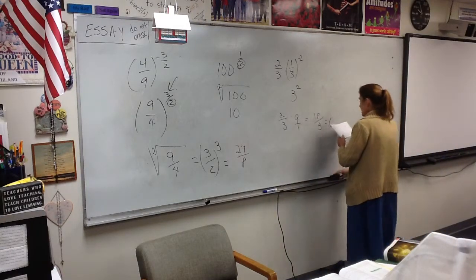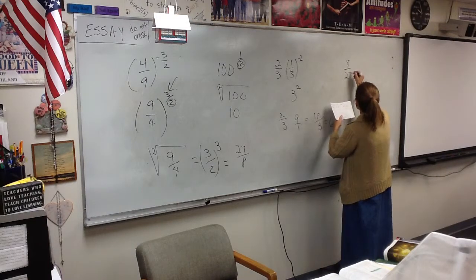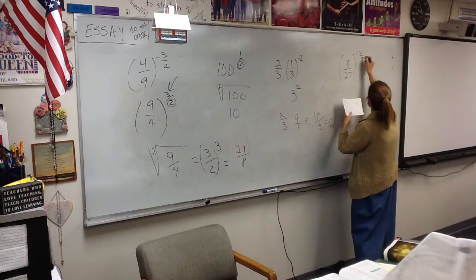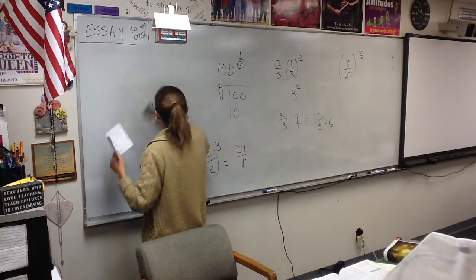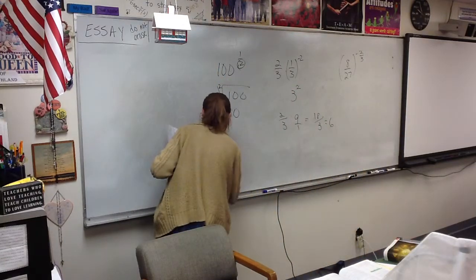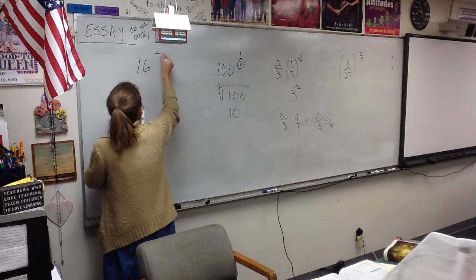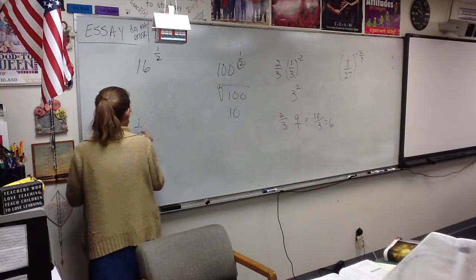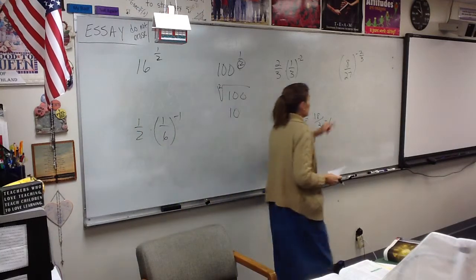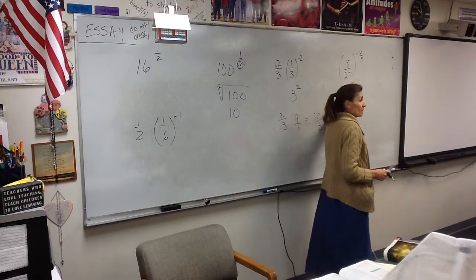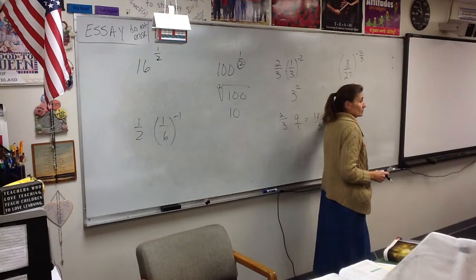And finally, the last quiz out there, we have 8/27 to the negative 2/3. We have 16 to the 1/2. And we have 1/2 times 1/6 to the negative 1. All right, here we go.